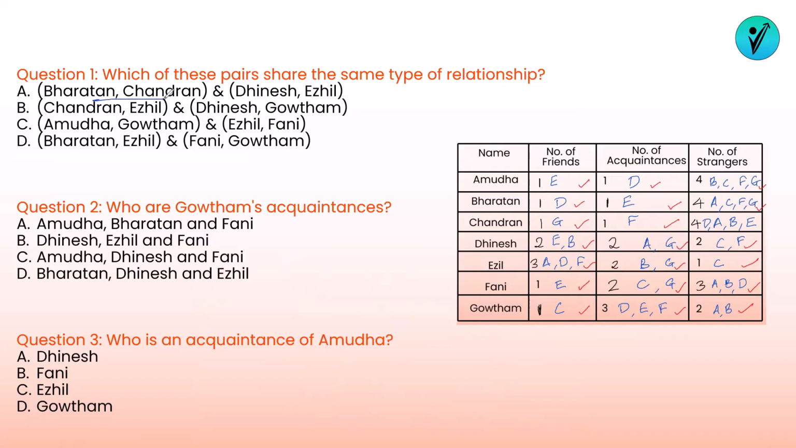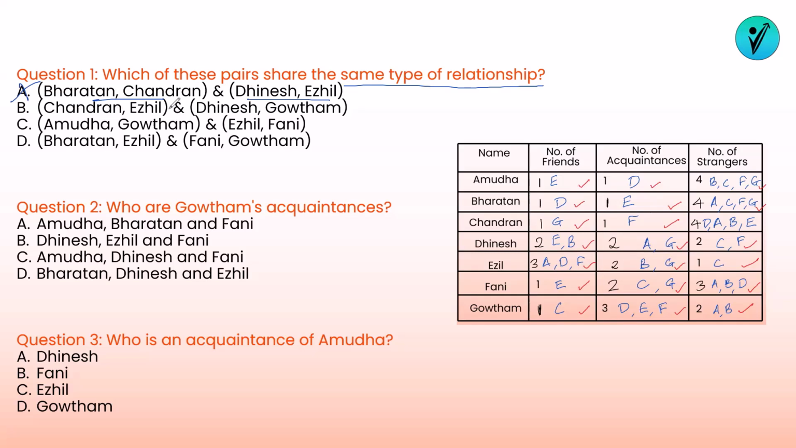BC, what relation do B and C share? B and C are strangers. And DE, let's take a look at if DE are also strangers. DE are in fact friends. So one pair is strangers, one pair is friends. It is not the same type of relationship. We want 2 pairs that have the same type of relationship. So A cannot be an answer to this question.